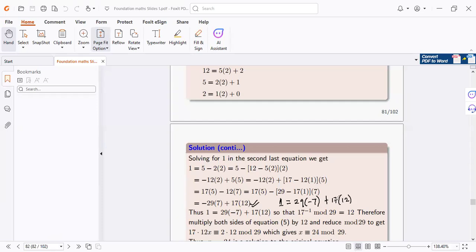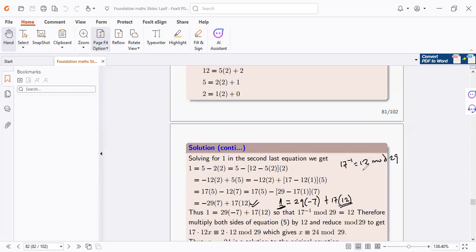And so what is the inverse of 17? The inverse of 17 is that number multiplied by 17 to give you 1. And that number is 12. So the inverse of 17 is 12. It was mod what? Mod 29.